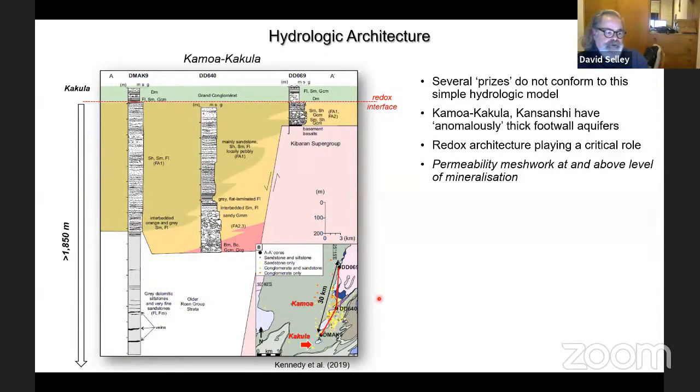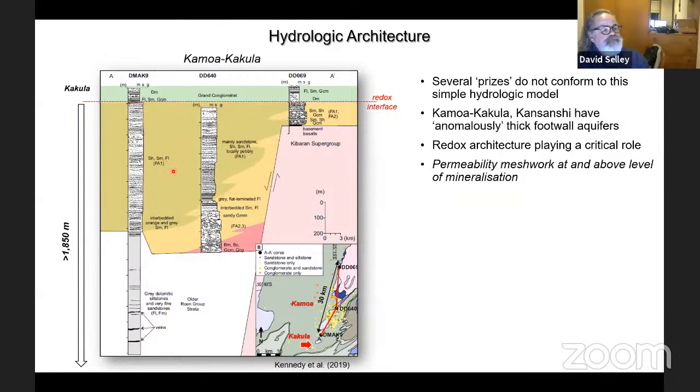And when I say deep, I mean pretty deep here. Some of these holes are drilled to nearly 2 kilometres below the level of the redox interface, but they failed to intersect basement. So in these systems, we're dealing with an unusually thick footwall aquifer system.